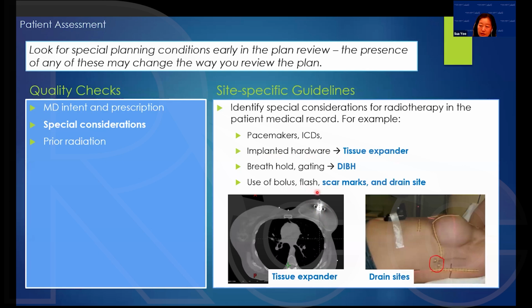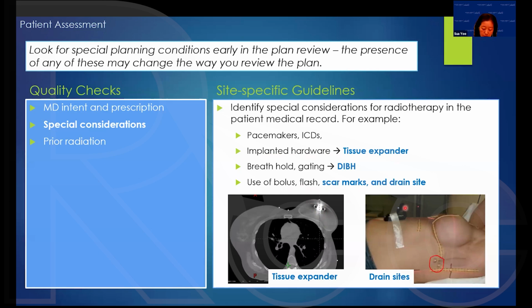And the scar mark, we need to mark it for the patient: inferior border, superior border, and lateral border, and some of the surgery scar mark. And some patients have drain marks. That's a critical type of thing.